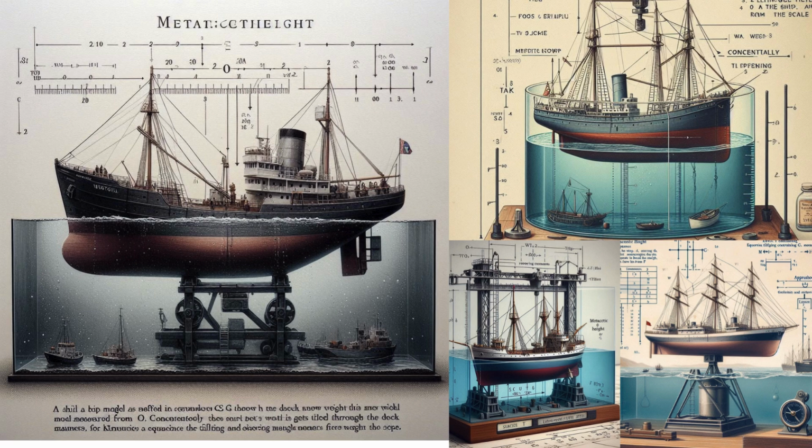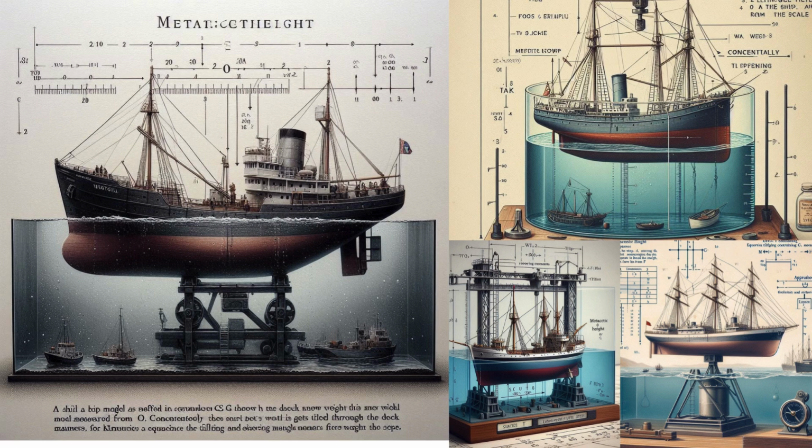To determine the metacentric height of a ship. Apparatus: 1. Model of a ship. 2. Tank containing water. 3. Weights. Brief theory: 1. A ship model with known CG is floated in still water.